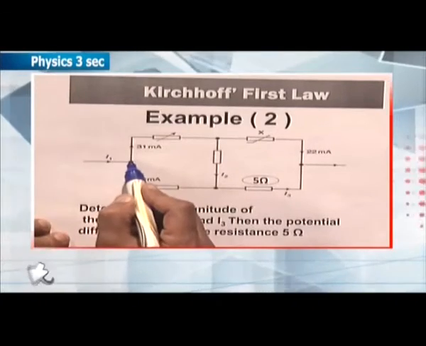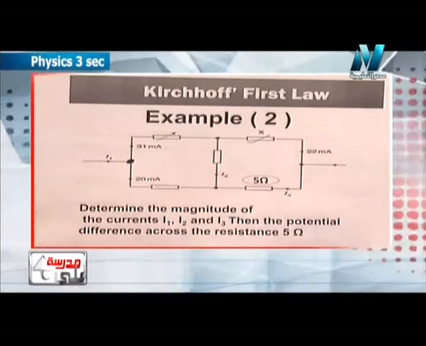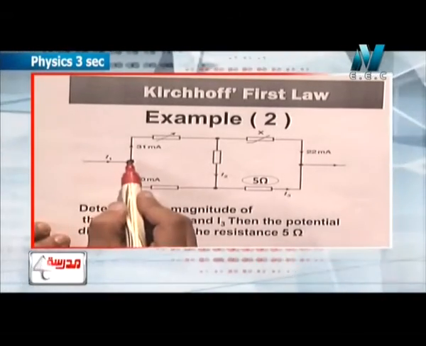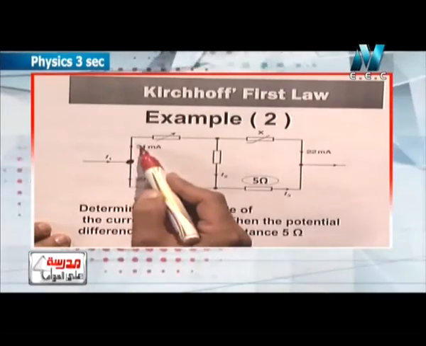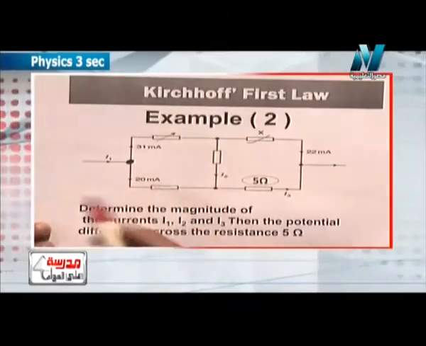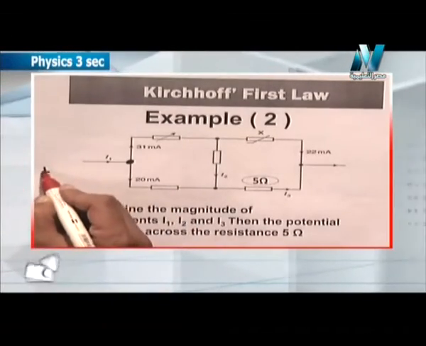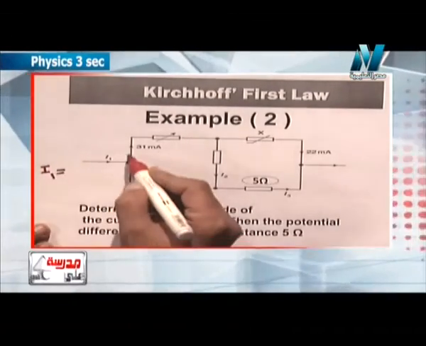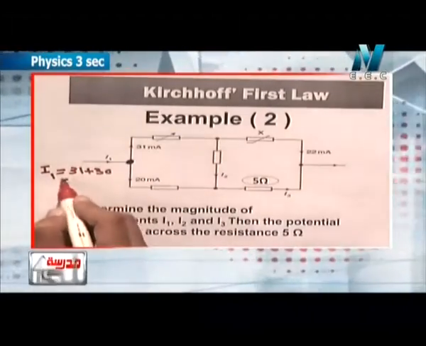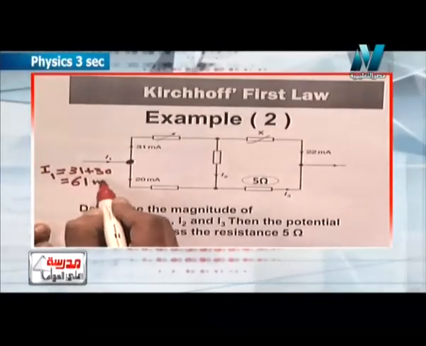According to the problem, what about that node? Yes, I1 enters, and the currents 31 milliampere and 20 go outside. So we can calculate I1 equal what? 31 plus 30 equal 61 milliampere.